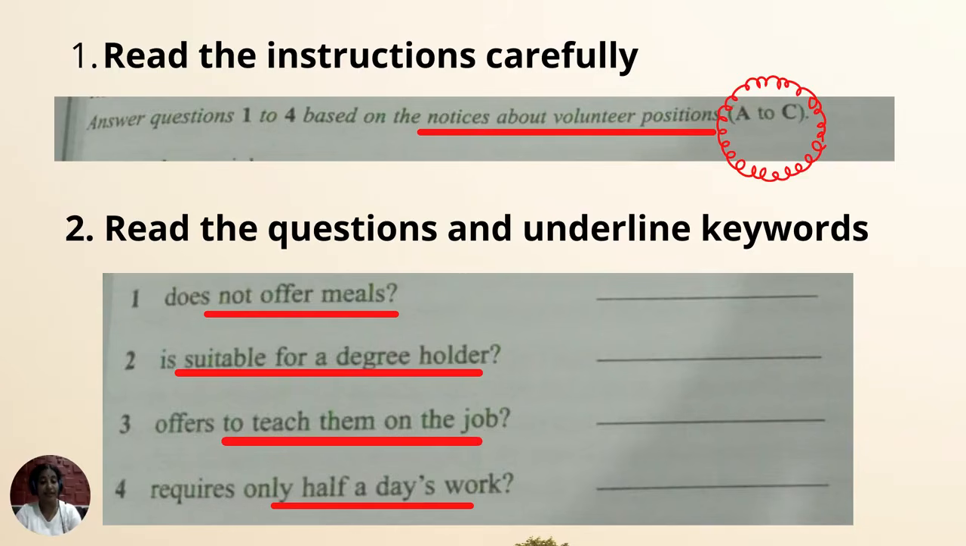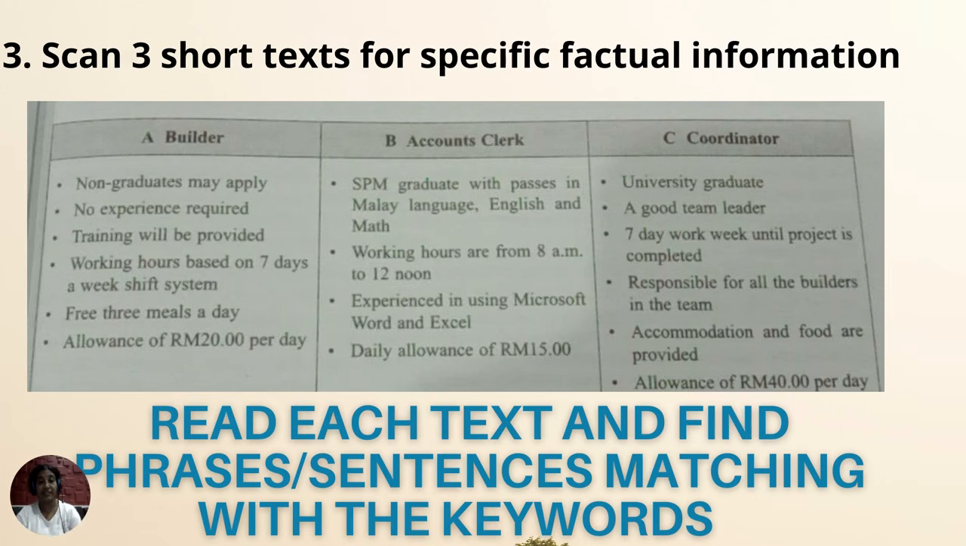Next, number 2, read the questions and underline the keywords. So there are 4 questions altogether and you need to underline the keywords for each question. The third is scan the 3 short tags for specific factual information. So you read each notice and find phrases or sentences matching with the keywords that you have underlined or identified in the questions. And at the same time, you may also underline the keywords, the phrases, or the sentences in the text.